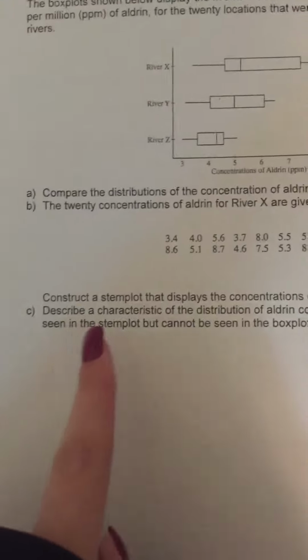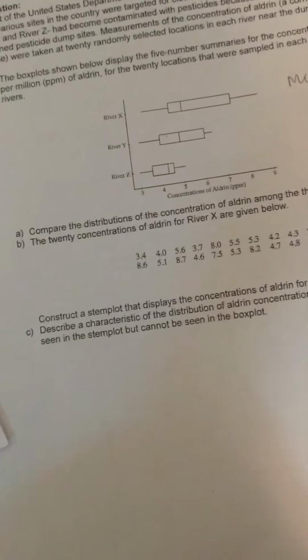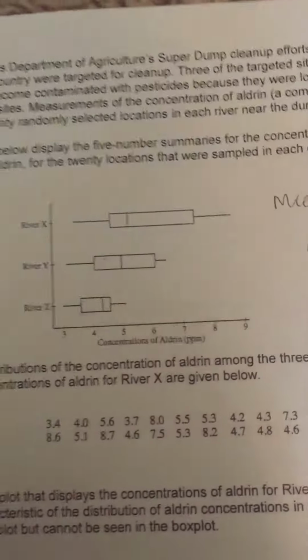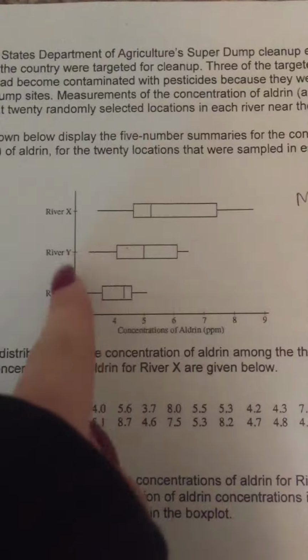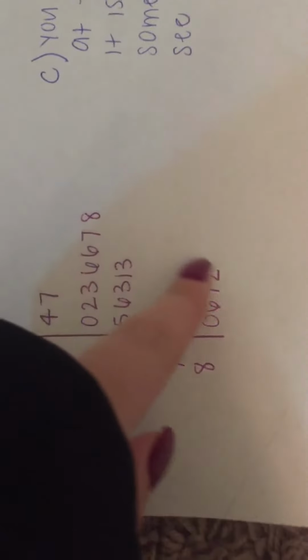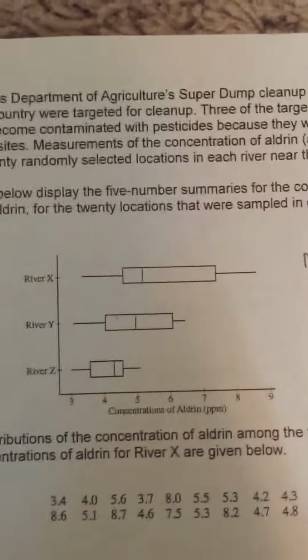Question C: describe a characteristic of the distribution of aldrin concentration in River X that can be seen in the stem plot but cannot be seen in the box plot. So as you can see in the box plot, they are skewed and approximately normal. You cannot tell that they are bimodal in the box plot whatsoever, but in the stem plot you can clearly tell from River X that it is bimodal and not skewed left.